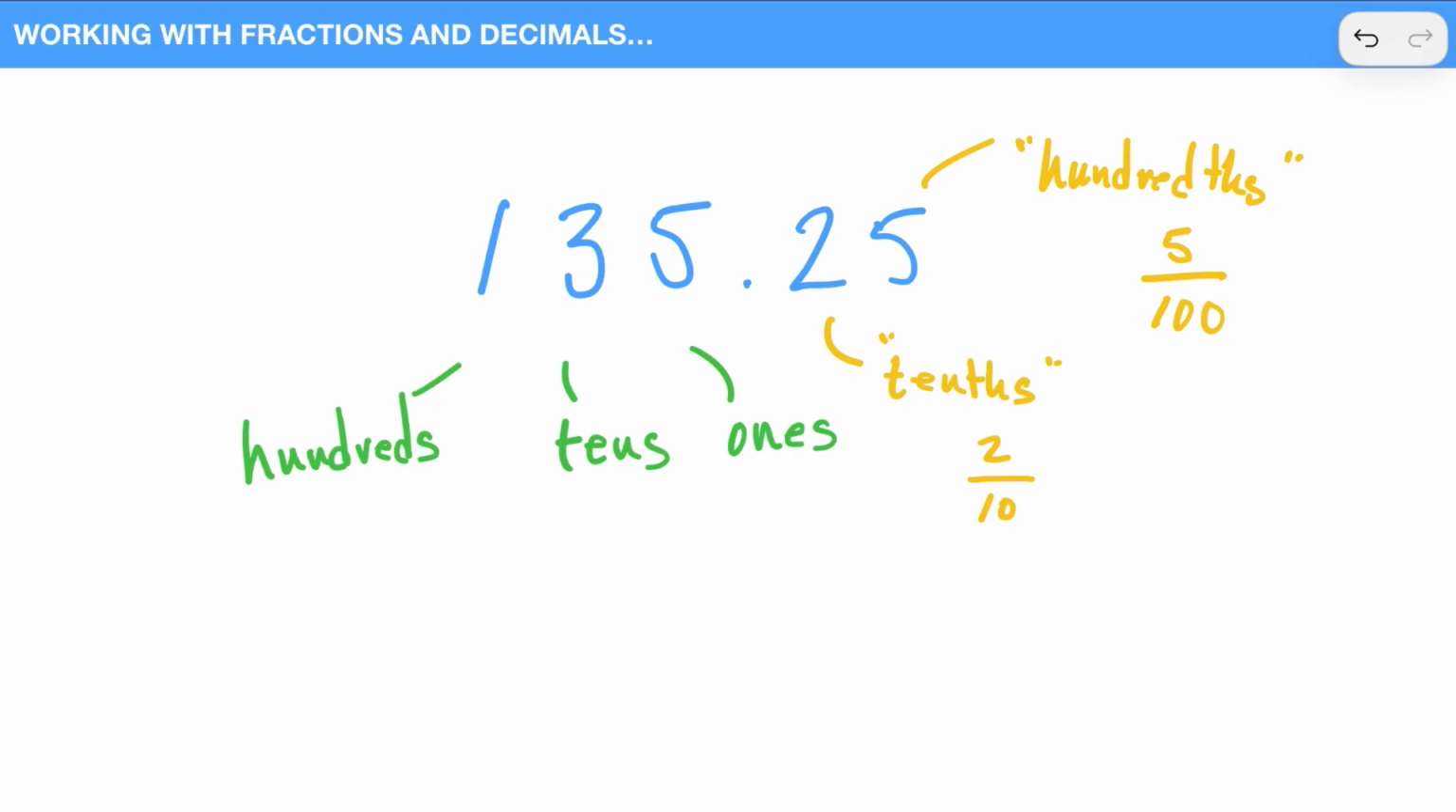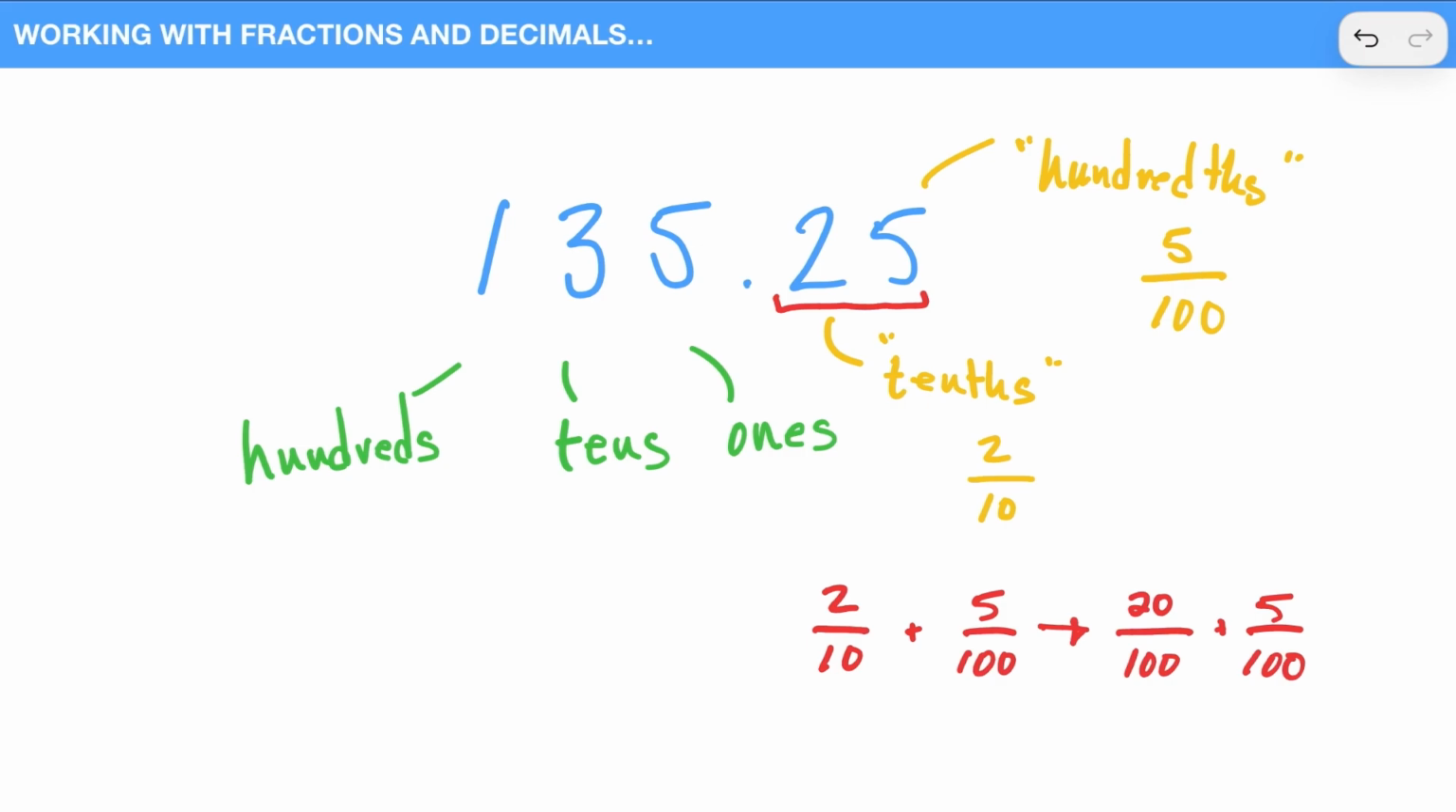So if you're tracking with me, if we just wanted to consider the decimal portion of this, it would be 2 over 10 plus 5 over 100. Find a common denominator. This is actually 20 over 100 plus 5 over 100, which is equal to 25 over 100. And that is where we get that decimal from.